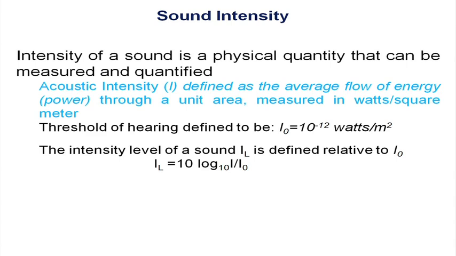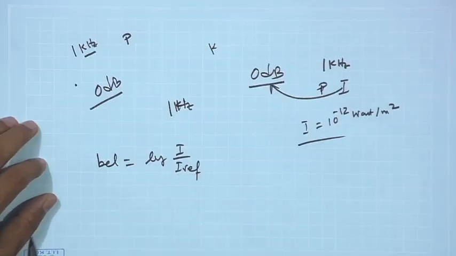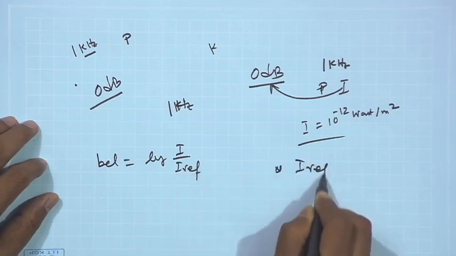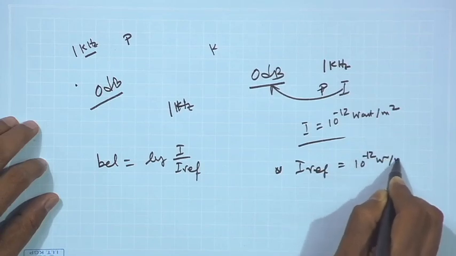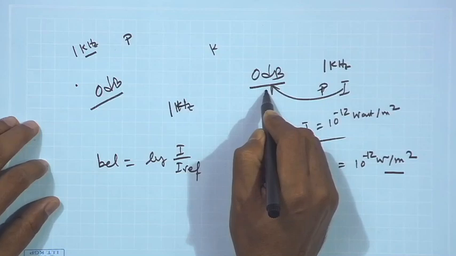What is dB? Sometimes we say it is dB. dB is called decibel. So, 1 bel is equal to log of I by I reference, where I reference is related to 10 to the power minus 12 watt per meter square, which is defined as 0 dB.